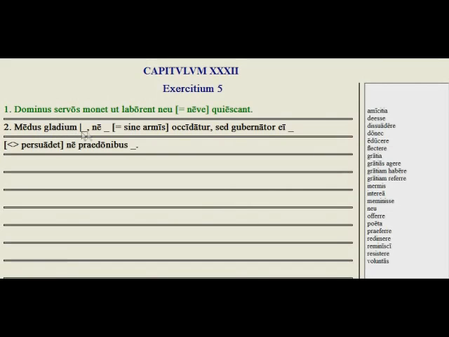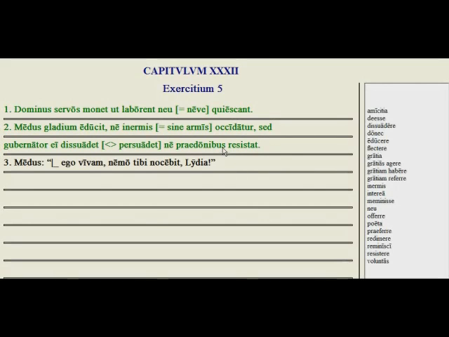And then Medus gladium blank ne blank occidatur sed gubernator blank ei blank ne praedonibus blank. So Medus, what does he do to his sword? He takes it out, educit, so that he not be killed unarmed. And so we learned that sine armis is inermis, but the helmsman, the captain, dissuades him, and we learned that that word was non persuadit, it is dissuadit, ne praedonibus, that he not, and here we need the subjunctive form of resistere, because it's in this negative purpose clause, persuades him not to resistat instead of resistit. Okay, try the rest of those.